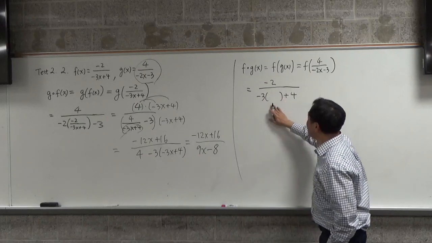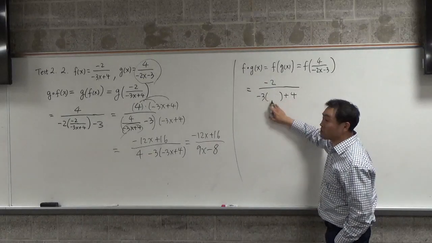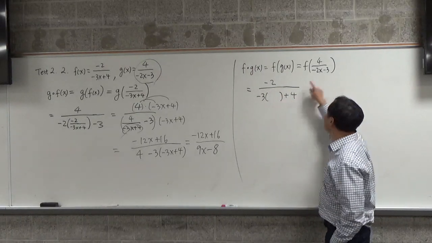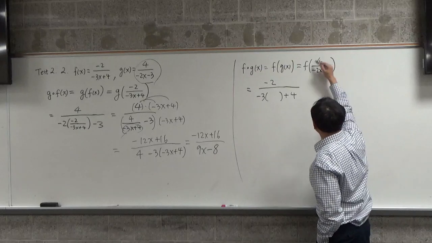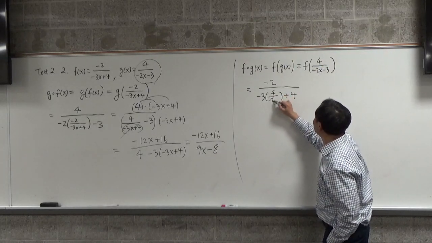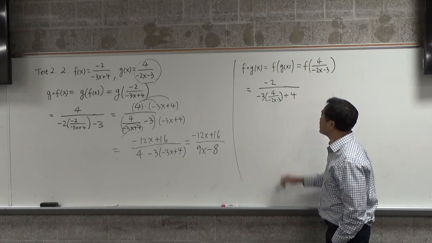And then, but when you see an x, you put a blank, okay? And only when you copied everything correctly, then you write in whatever you're trying to plug in. So 4 over negative 2x minus 3 is what you get. Okay?